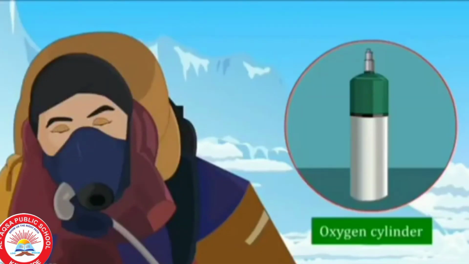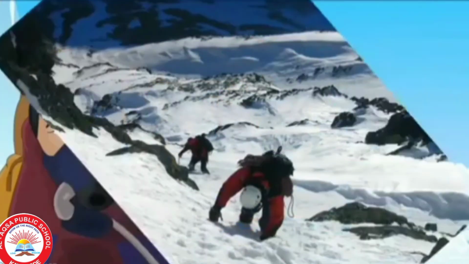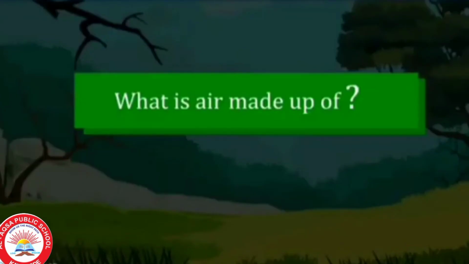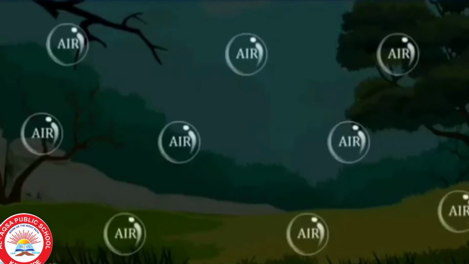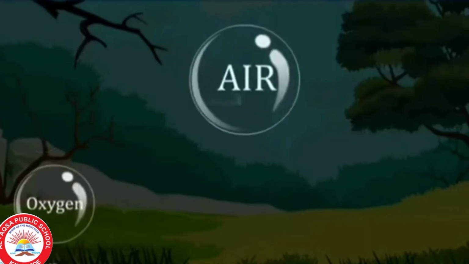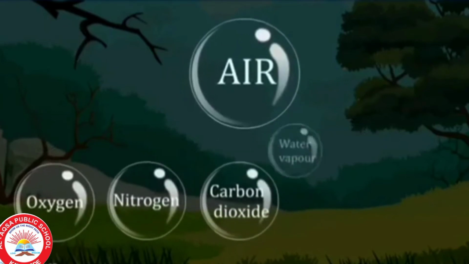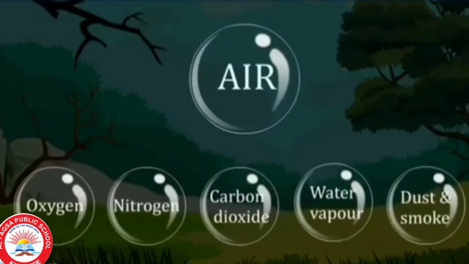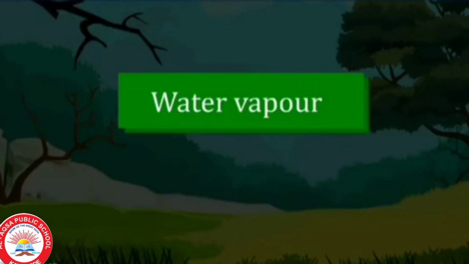Why do you think mountaineers carry oxygen cylinders with them while climbing high mountains? Do you know? As they go higher in the mountains, the oxygen level in the air reduces. That is why they always carry cylinders. Do you know what air is made of? Yes. Air is a mixture of many gases like oxygen, nitrogen, carbon dioxide, water vapor, dust and smoke.